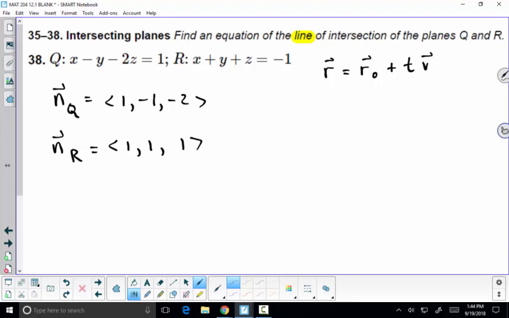So when we're building a line, can we choose either one to be our initial point? No. This is the hard part. If you want to find r naught, you can use any point on that line of intersection. The question is, how do you find that? You can randomly pick a point on here, or on there, but that doesn't make it on the intersection. So how do you find the intersection of two geometric objects? What do you do with their equations?